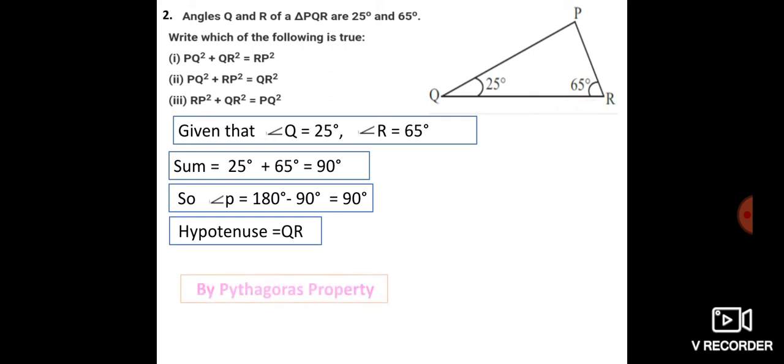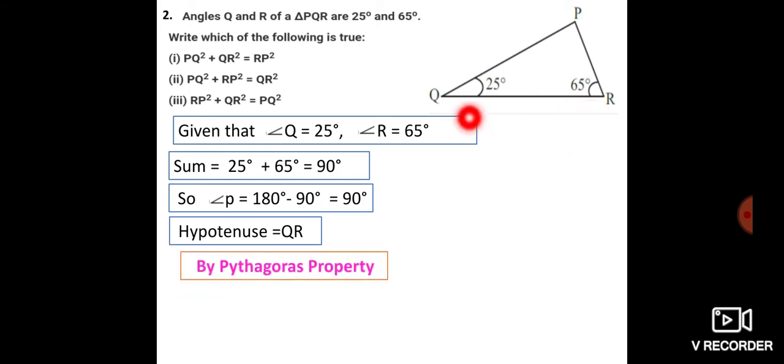Then by Pythagoras property, hypotenuse square equal to, that is QR square equal to the sum of the squares of the legs. No sides are given here, so we write only the letters because in these statements there are only letters. PQ square, this is one leg, and RP square, another leg.